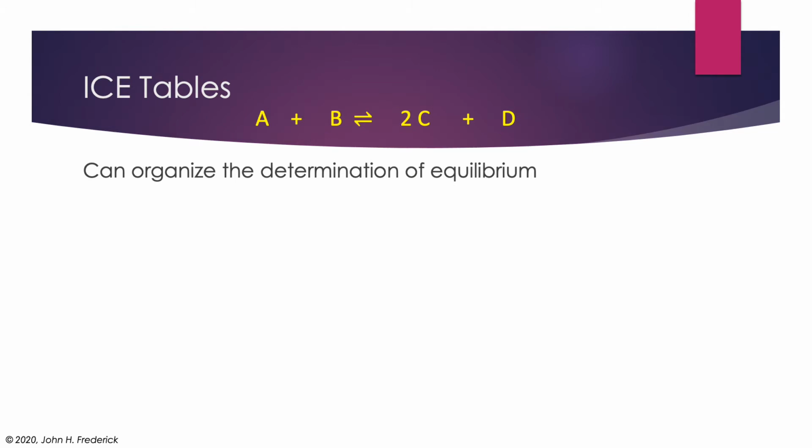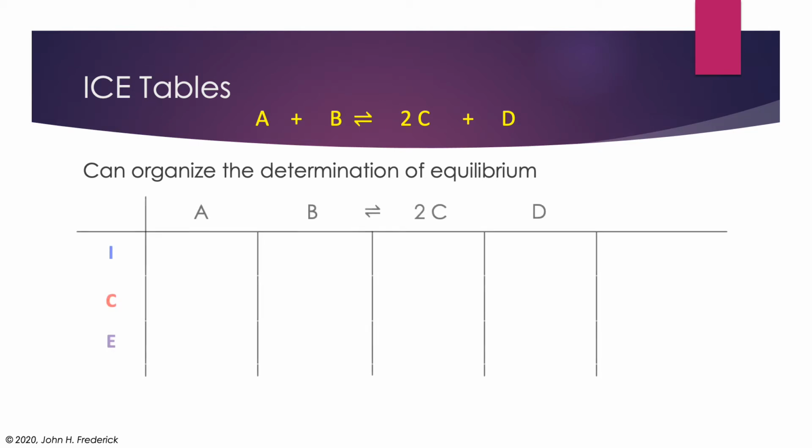Now, we can organize our process to do this, and this is what I want to talk about now. It's a technique called ICE tables, and instead of using the most general A plus B goes to C plus D reaction, I'm going to use the one that's written up here, where I just have A plus B goes to 2C plus D. So I only have one coefficient in the balanced equation that's different from 1, and I'm using that mostly to illustrate where it comes in. We can organize all of this by creating a table, and this is what the table looks like.